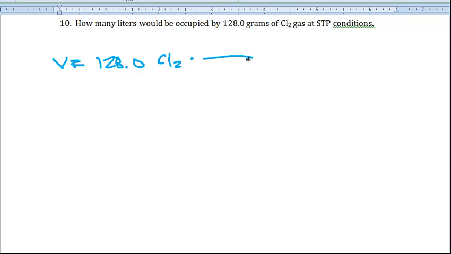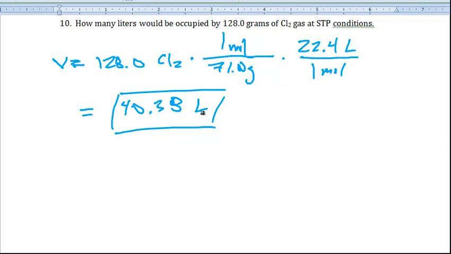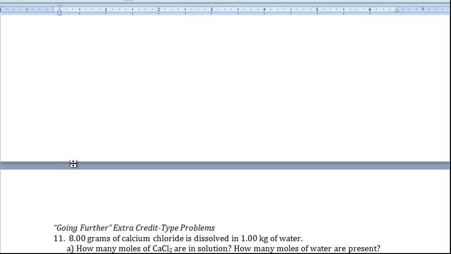So we need to divide that by the molar mass of chlorine, which is 71.0 grams over 1 mole, and then multiply that by the molar volume. And that turns out to be 40.38 liters. 4 significant figures were given, so you can keep 4 here. All right, so that's number 10.